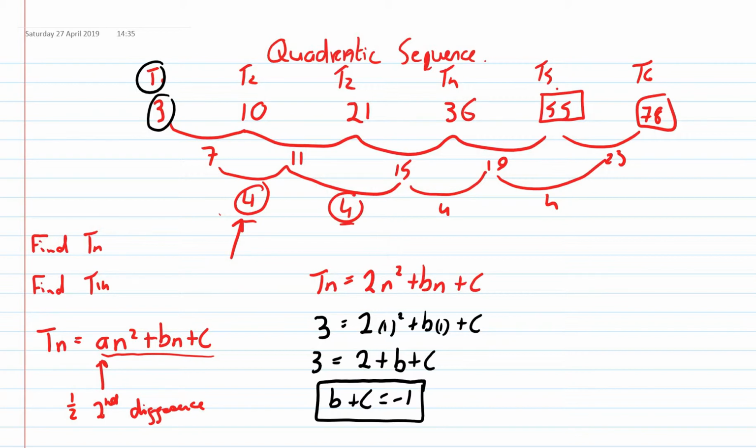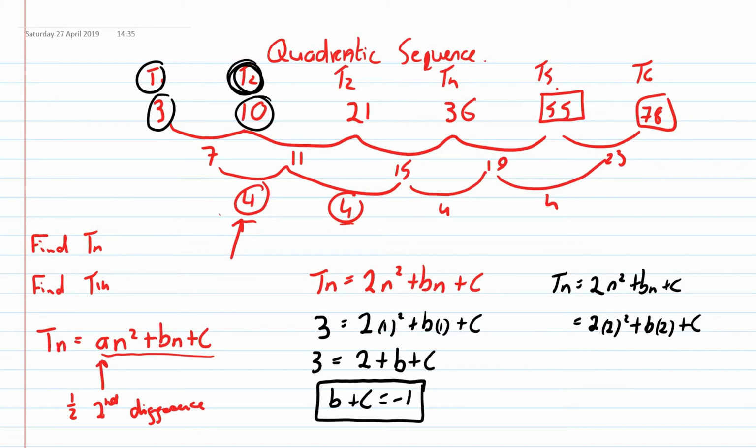This time we'll put in 2. So 2 squared plus b times 2 plus c. And if we put in 2, we should get back our 10. Wait, I just noticed that. It shouldn't be minus 1, it should be a plus 1. Sorry, plus 1. Anyway, back to this. So 10 equals, well, 2 squared is 4, and that's 8, plus 2b plus c, and that gives 2b plus c equals 2.